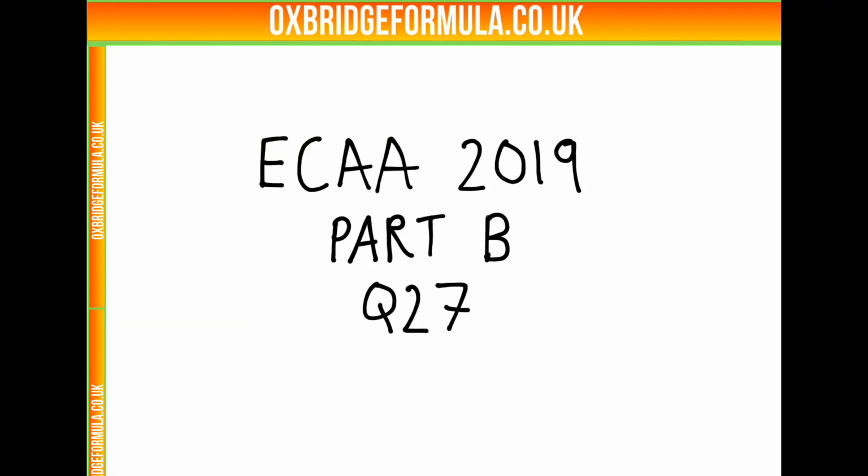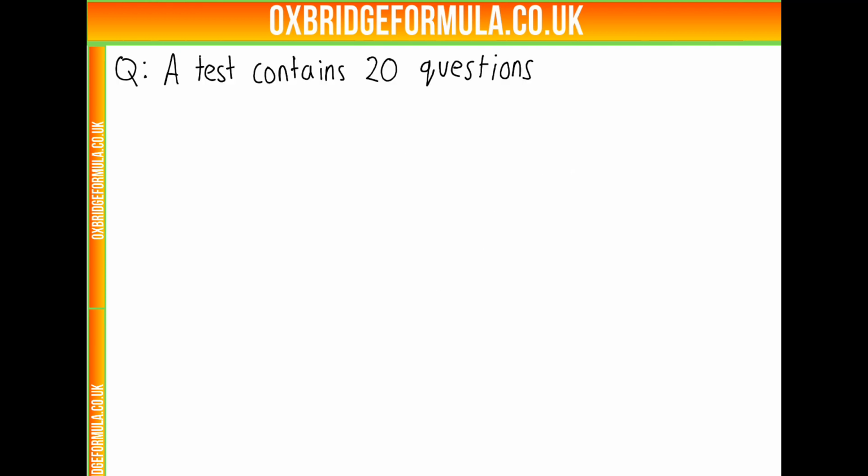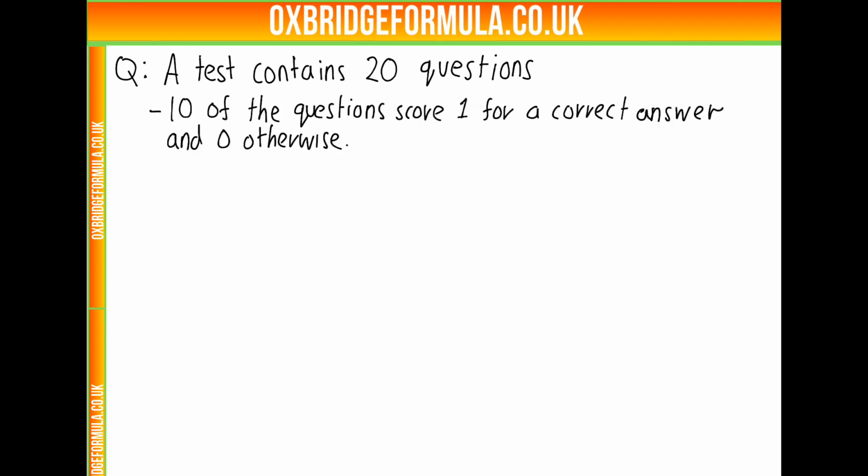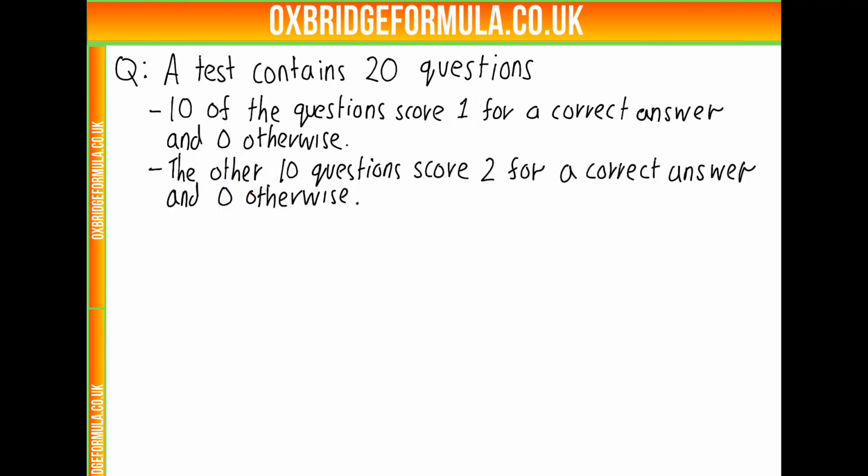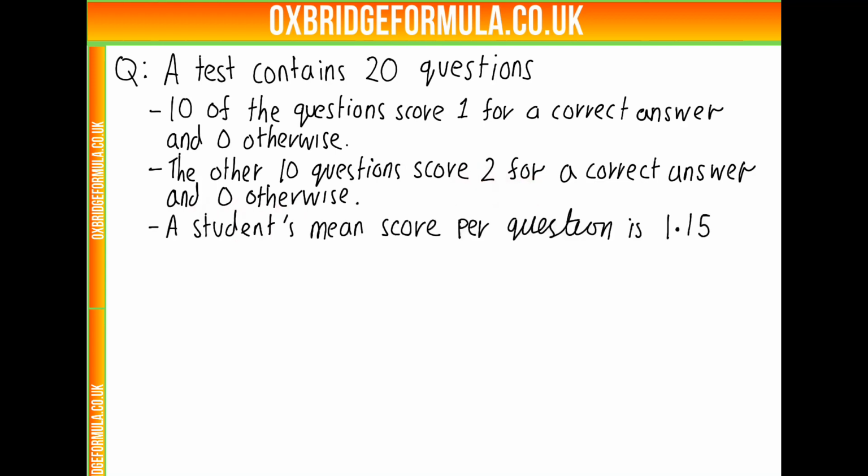This is the solution video for question 27 from part B of the 2019 ECAA paper. In this question, we're told about a test which contains 20 questions. 10 of the questions score 1 for a correct answer and 0 otherwise. The other 10 questions score 2 for a correct answer and 0 otherwise.